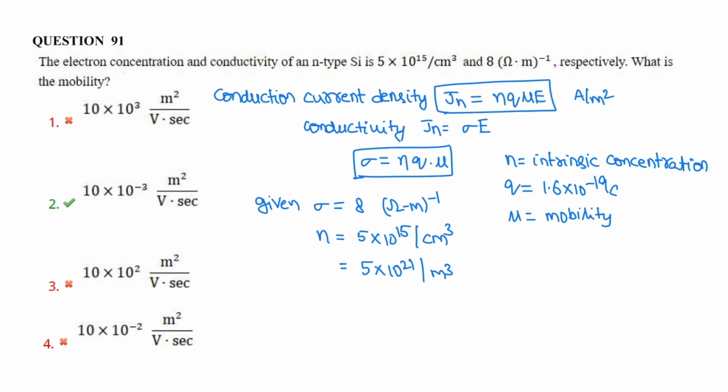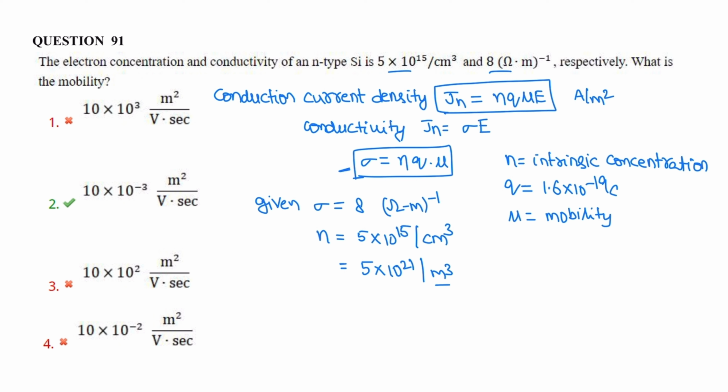meter. We know that conduction current density or drift current density due to electrons Jn is nq mu into E, electric field, but conductivity can be given as sigma is equal to nq mu. So from the question they have given sigma is 8 mho per meter, and electron concentration is 5 into 10 power 15 per centimeter cube, that is 5 into 10 power 21 per meter cube.